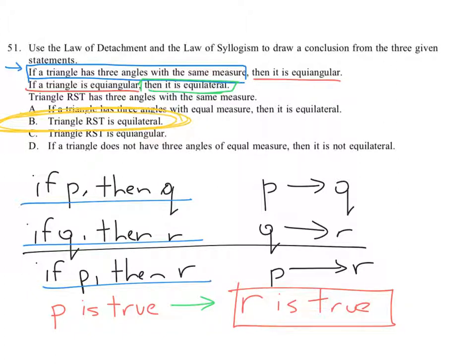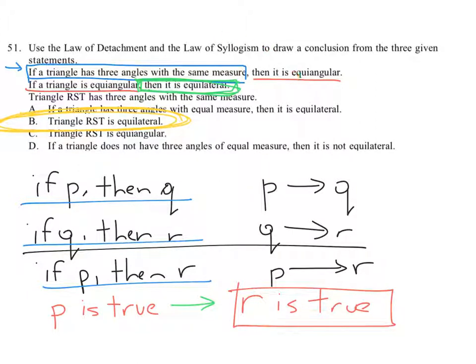These two together are very powerful because they lead you from something earlier all the way through to something later. And if you can say an early fact, the early fact being that the triangle has three angles of the same measure, then it leads you all the way through to this fact as well. And that's what we got. So, love this problem. Love applying the law of detachment and law of syllogism together.